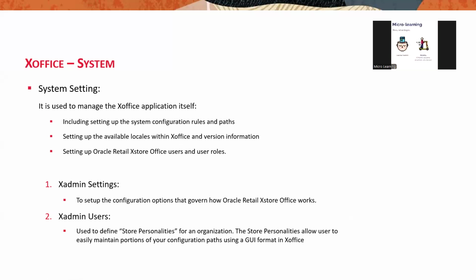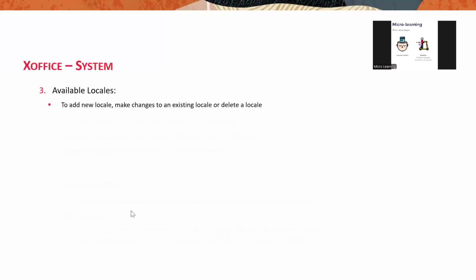Inside that, another is the X admin setting, to set up the configuration options that govern how Oracle Retail Xoffice works. That means what the X admin settings are and how the look and feel should be for this application. X admin users are used to define a store personality for an organization, so who will be using this Xoffice application, we will be able to see using the X admin user only. Another, the third one, is available locale: to add a new locale, make changes to an existing locale, or delete a locale.